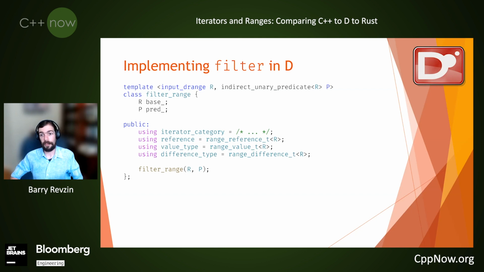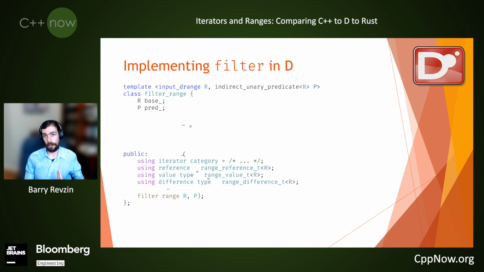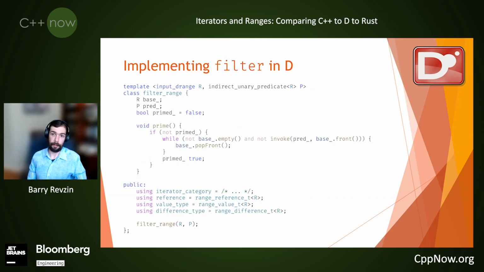We have pop, front, and empty, and we don't know which one of them the user is going to call. So we have to make sure that all 3 of those functions can correctly handle finding the first element. And so the way that the D standard library does this is it introduces this operation called priming. A filter range starts out not primed, and we have this operation to prime it, which is: if we haven't primed yet, go ahead and look for the first element in the range that satisfies this predicate, and then mark ourselves as primed.